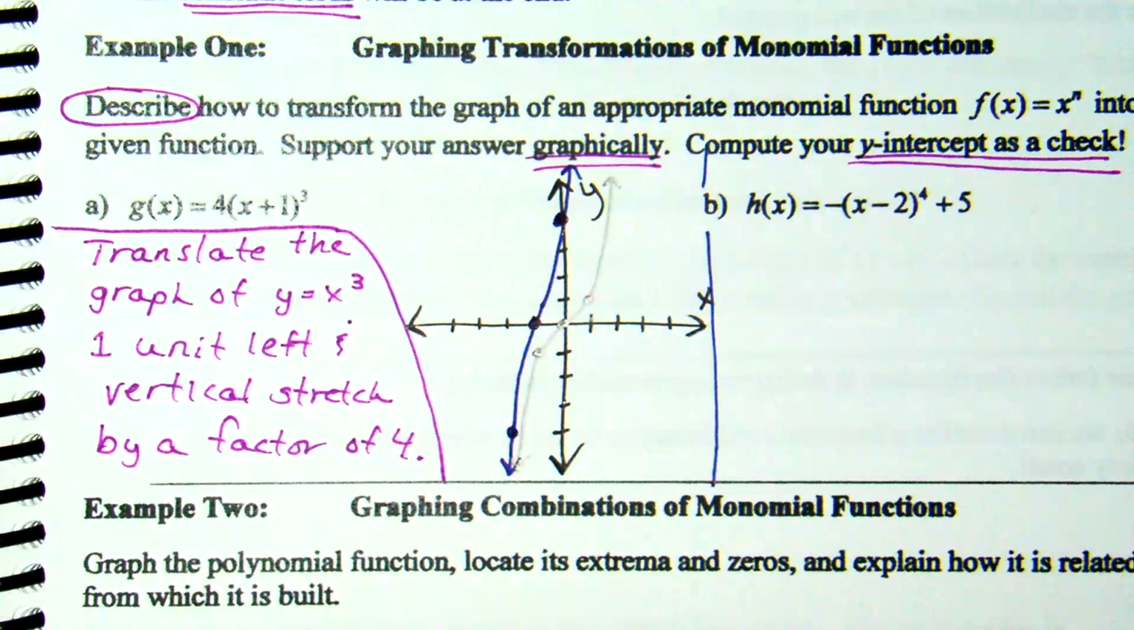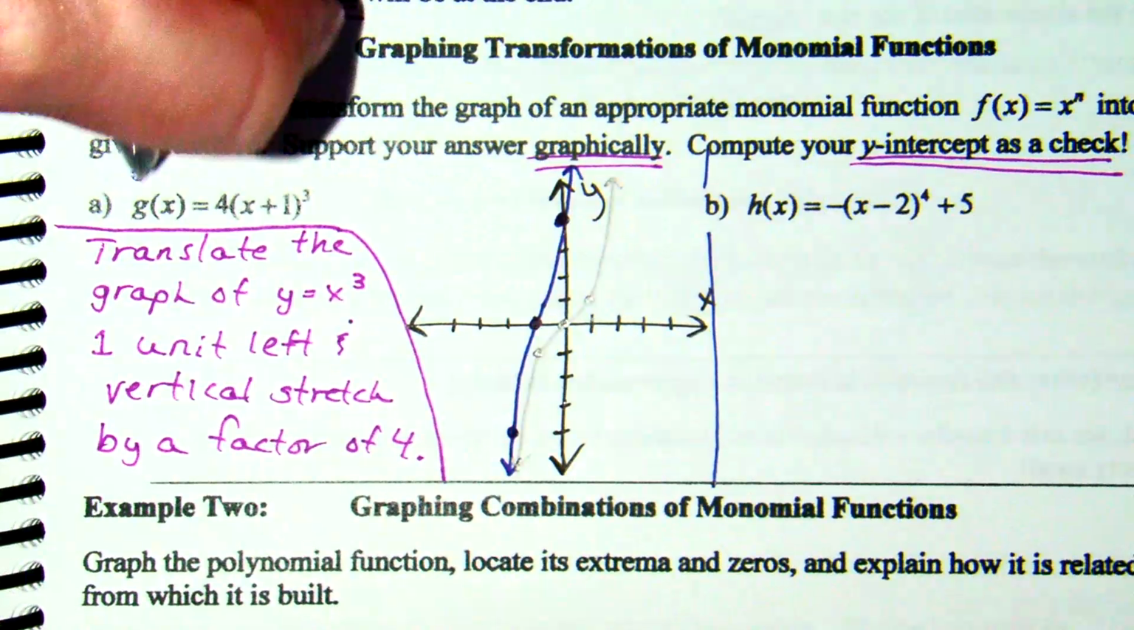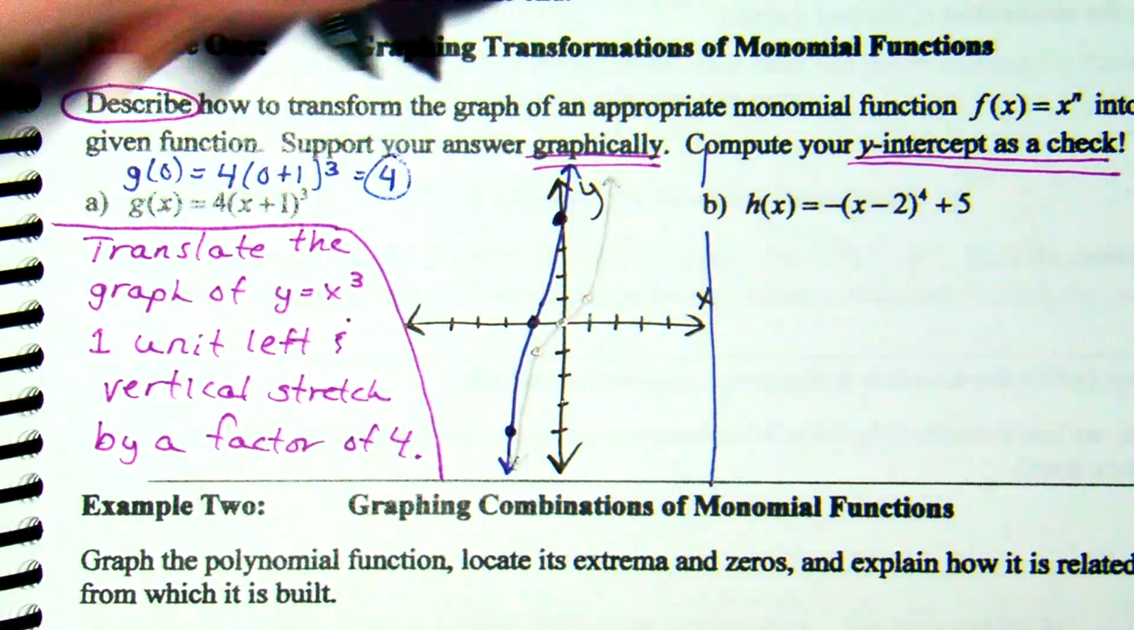So, okay, y-intercept. A y-intercept is where your graph crosses the y-axis, right? What do you know about the x value then? Y-intercepts happen whenever x is 0. So let's see what this is when x is 0. Let's find g of 0 real quick. g of 0 means 4 times (0 plus 1) to the third. Well, 0 plus 1 is 1. 1 to the third is 1, times 4 is 4. So right there, I just got a y-intercept of 4.